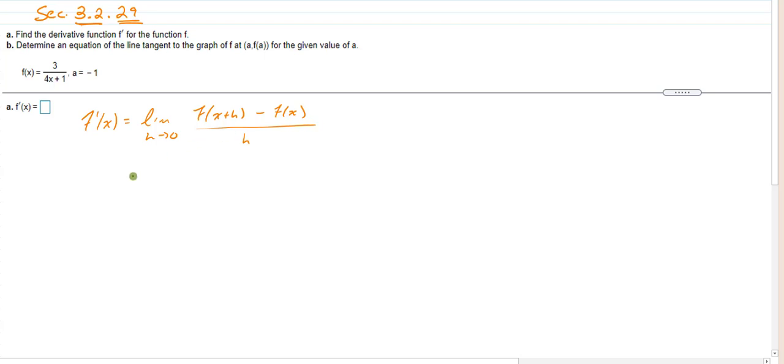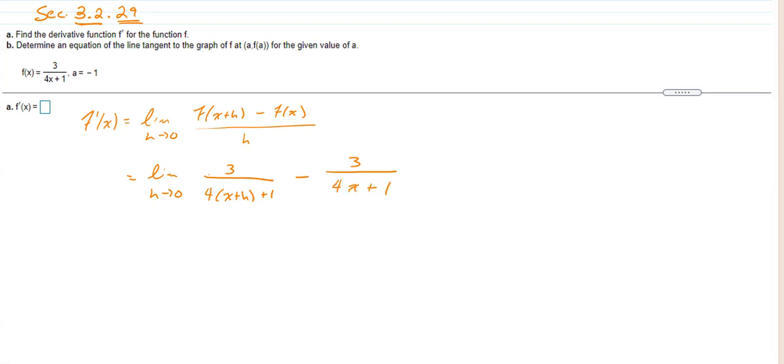So that said, we then jump into actually computing the limit. That's the limit as h approaches 0 of 3 all over 4 times the quantity x plus h plus 1, minus 3 all over 4x plus 1.